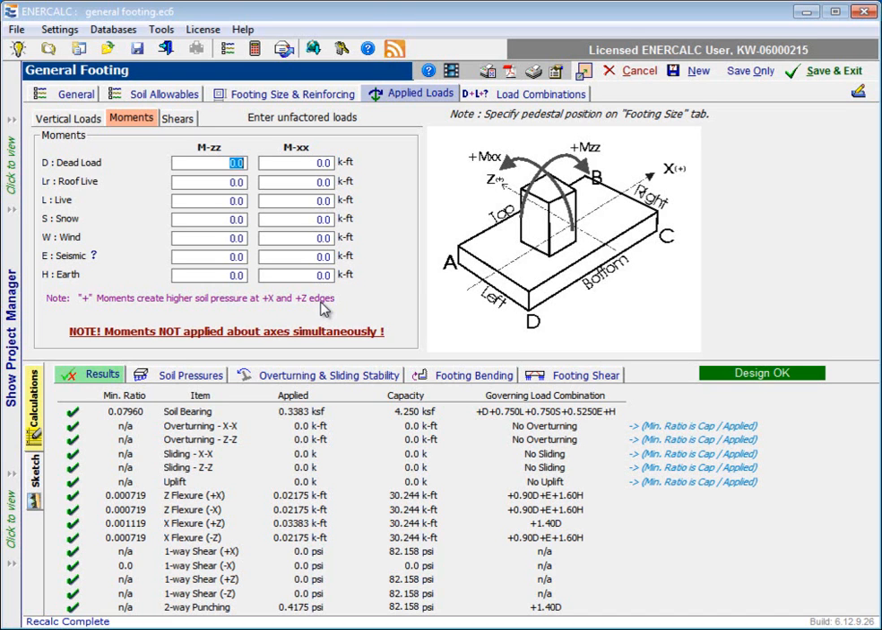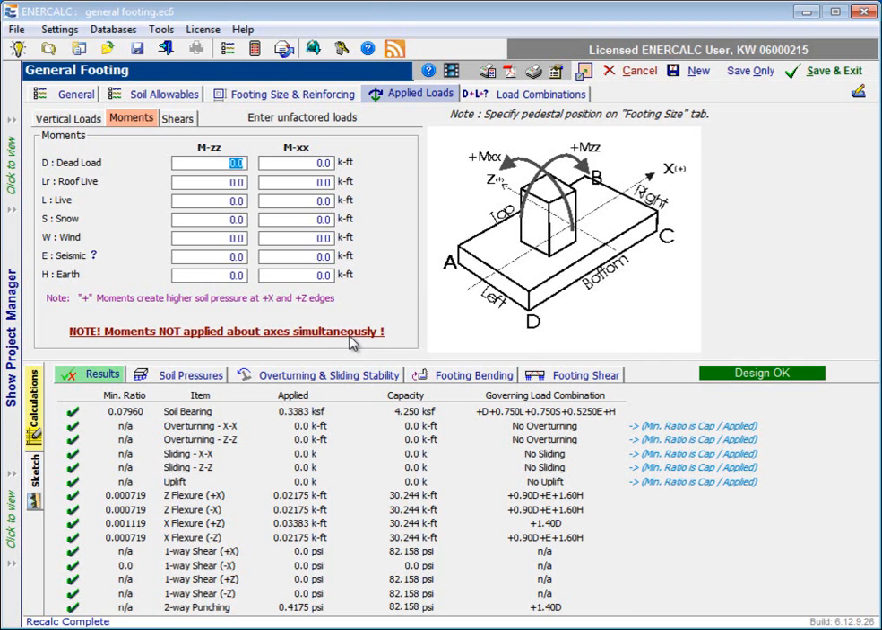And then the other important thing to understand about this module is that, as we mentioned before, with regard to the shifting of the pedestal, the module does not consider biaxial loading in its present situation. What it does consider is uniaxial loading, and it is set up to allow us to look at uniaxial loading about both axes within one run, but it's important to understand that these are not superimposed in any way. So that's the meaning of this note here, which says that moments are not applied about the axes simultaneously.